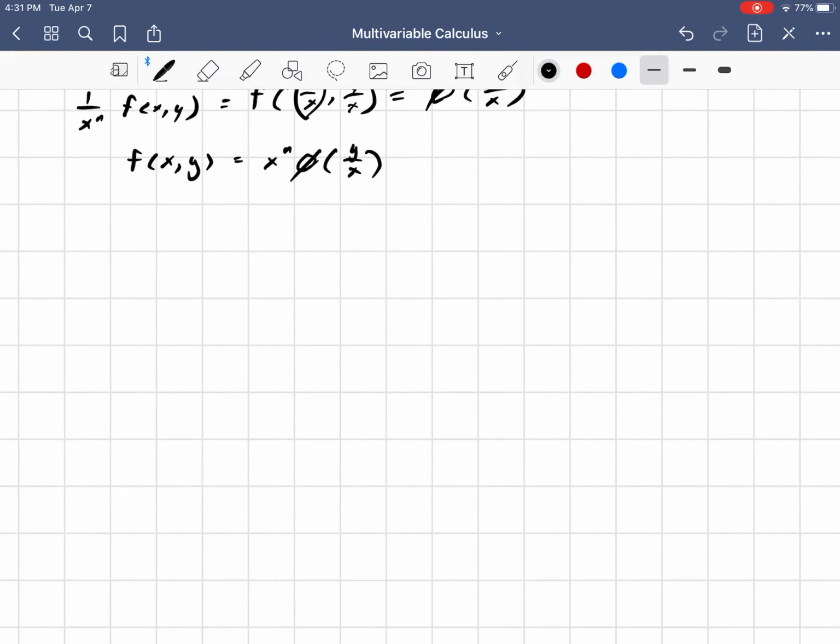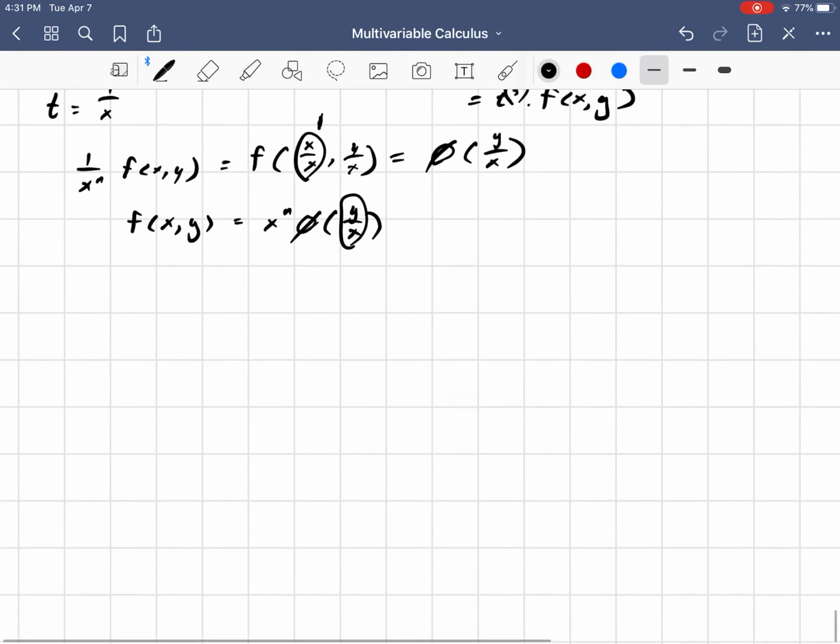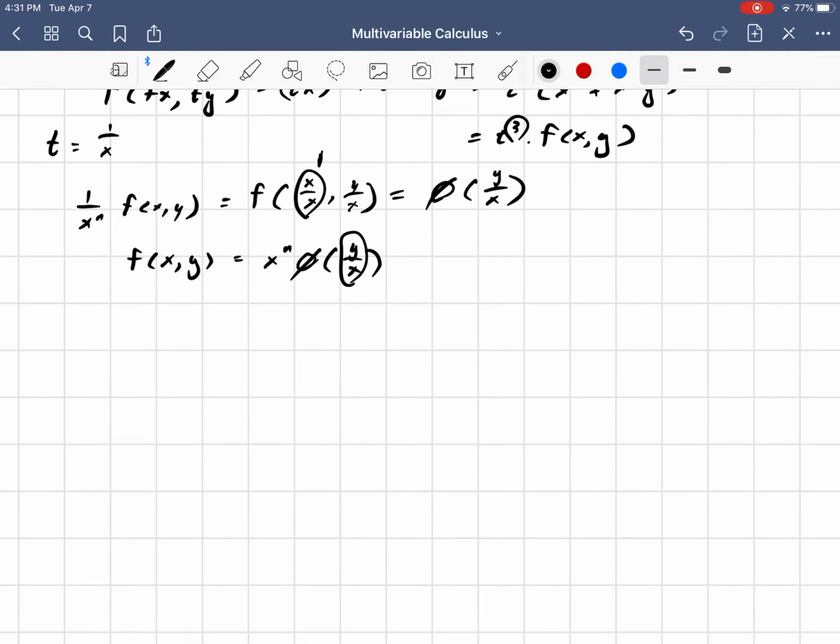And this suggests the substitution in here. Since we have this kind of nasty input of y over x, let's change that to just a singular input, and let's call that v. So we just have phi of v instead of phi of y over x. And multiply both sides by x: y is equal to vx. This is the substitution that you would want to use.